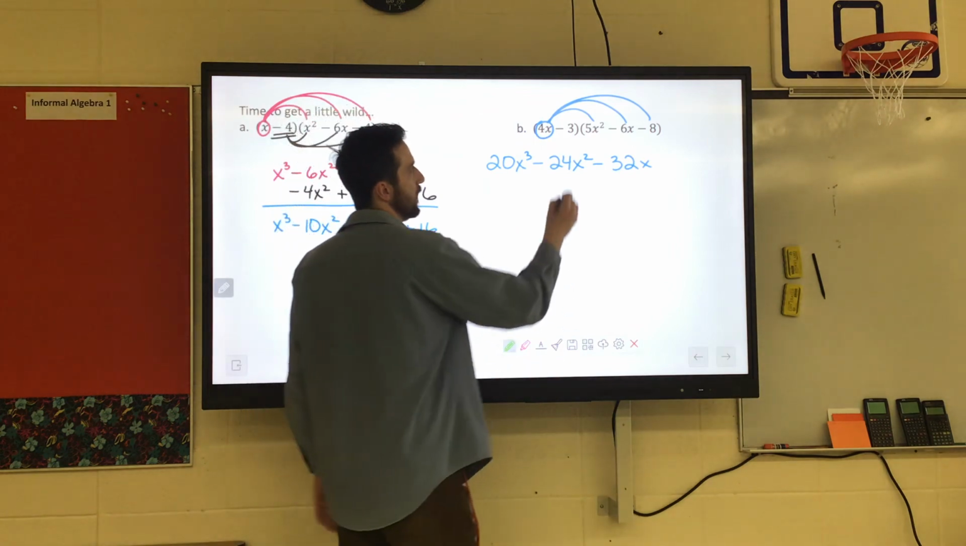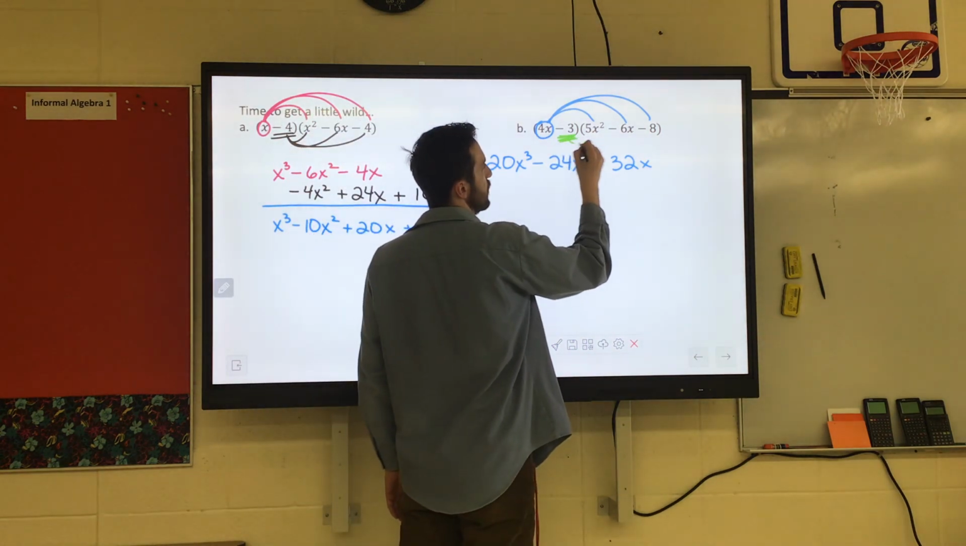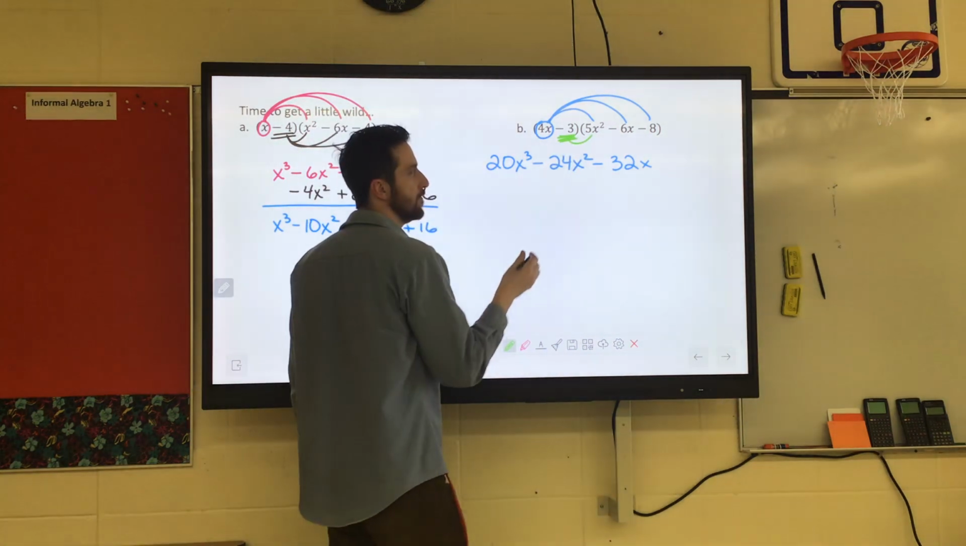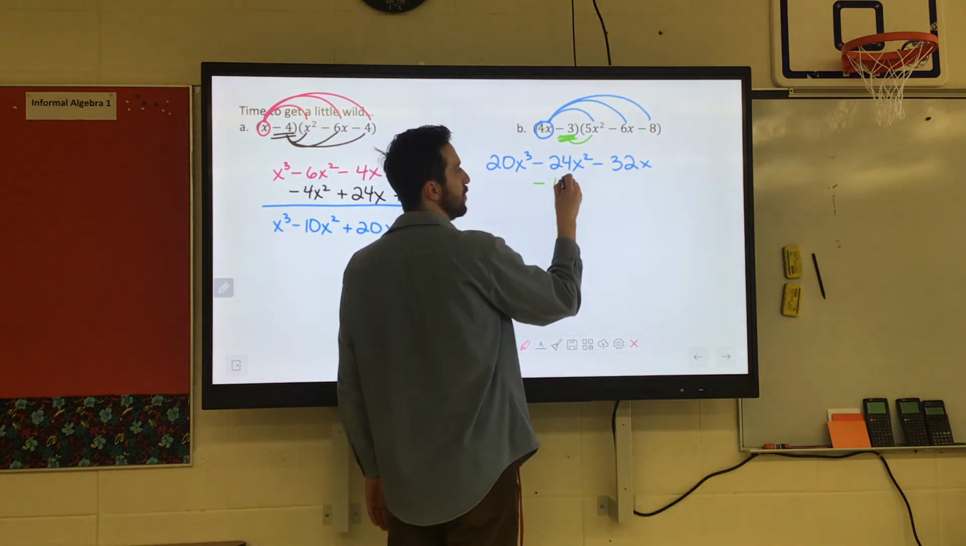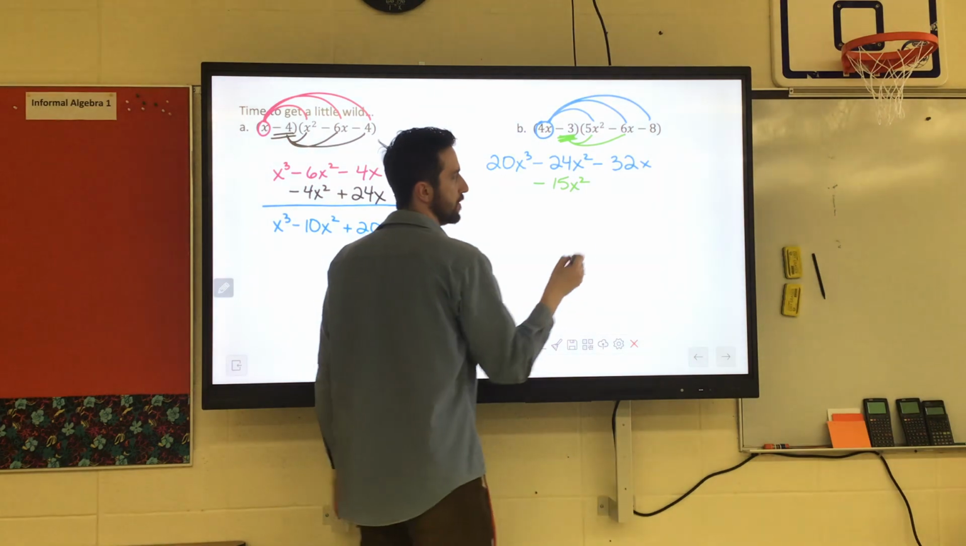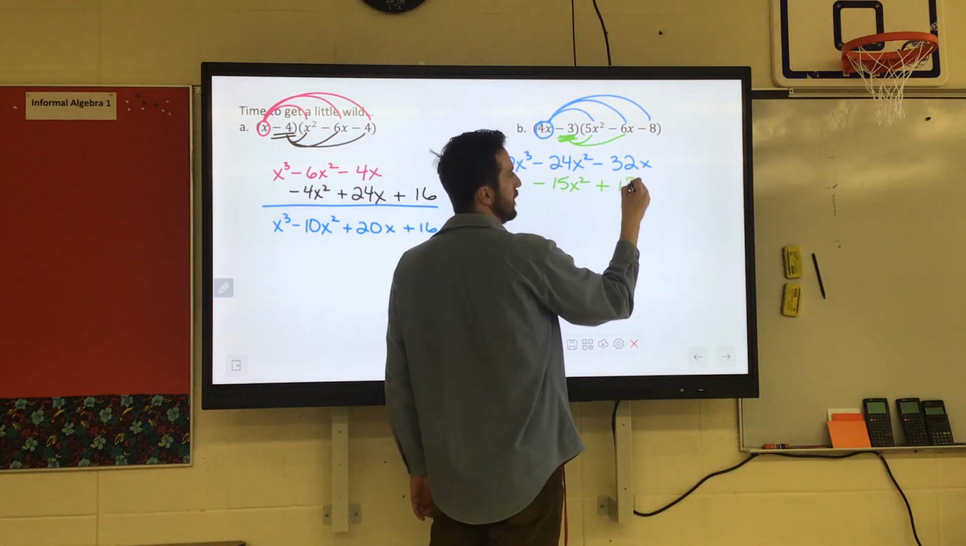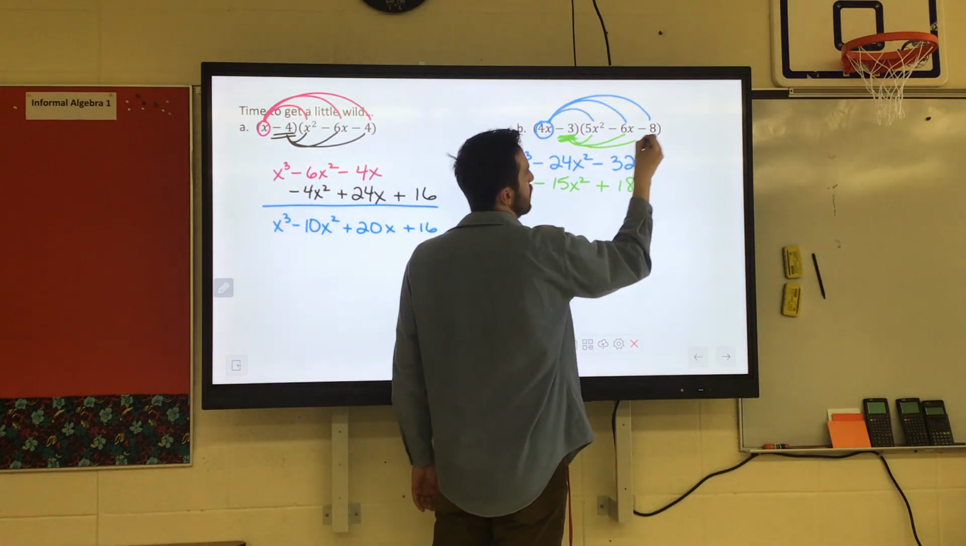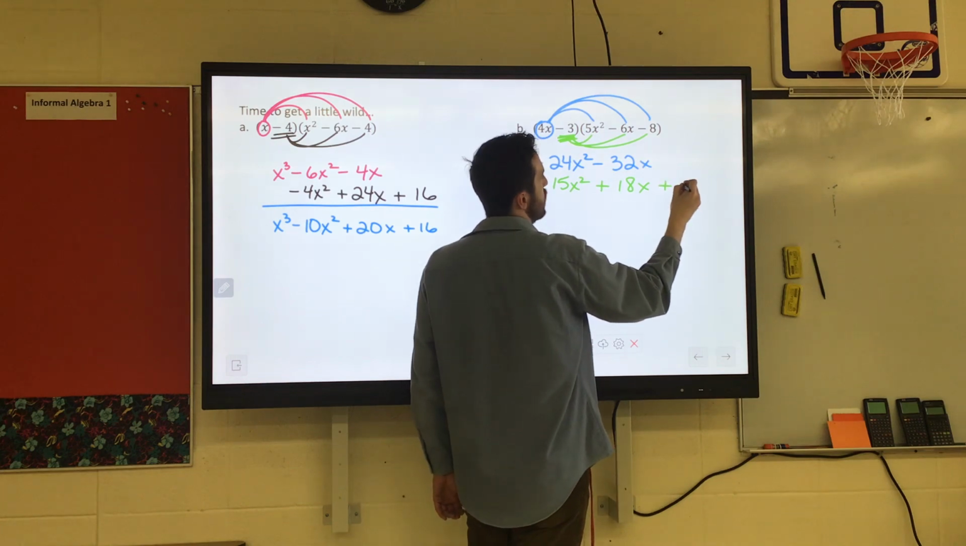Now we're going to get them all with that negative 3. Negative 3 times 5x squared, that's negative 15x squared. I'm going to put it with my other x squareds. Negative 3 times negative 6x is positive 18x. And negative 3 times negative 8 is positive 24.